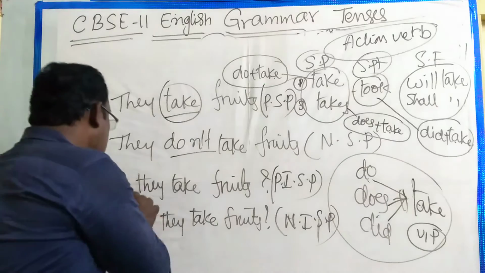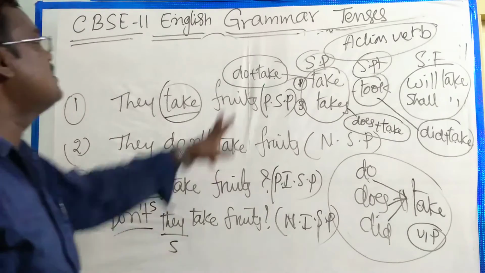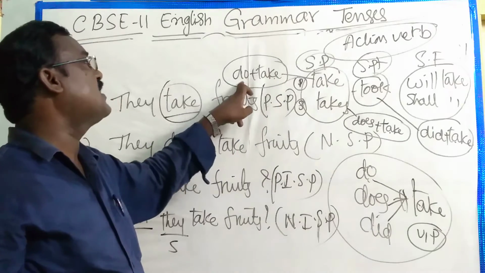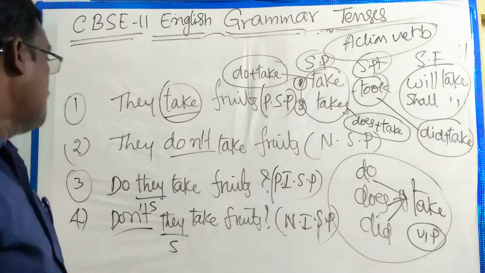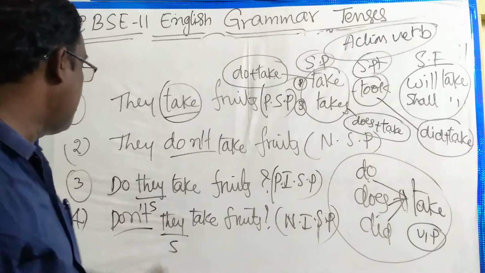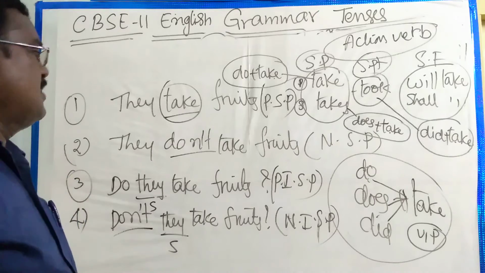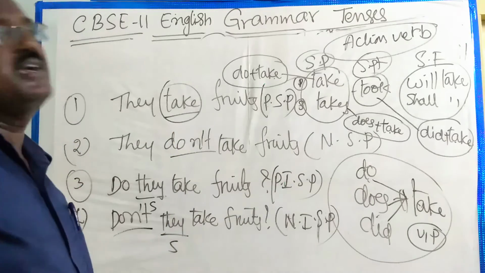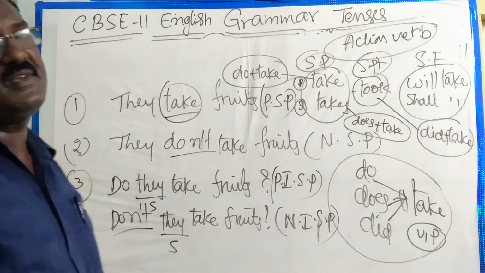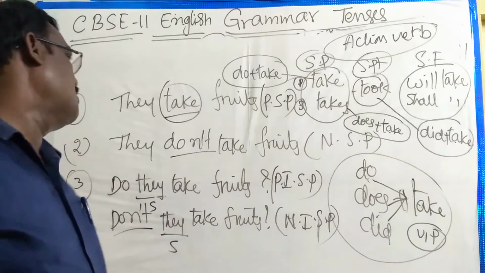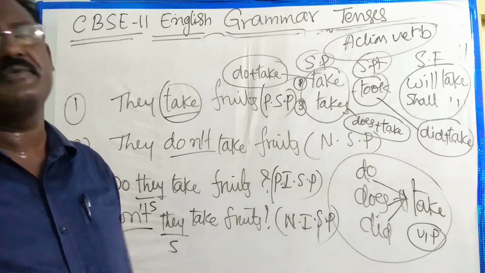Interrogative means before the subject we have to write a helping verb. Helping verb is nothing but two verbs are there. First verb is called helping verb and the second verb is called main verb. Interrogative sentence, if you want to write, subject before helping verb, subject after main verb we have to write. If you know how to write a helping verb, where to write a helping verb, where we should write the main verb, then it will be very easy to form interrogative sentences.